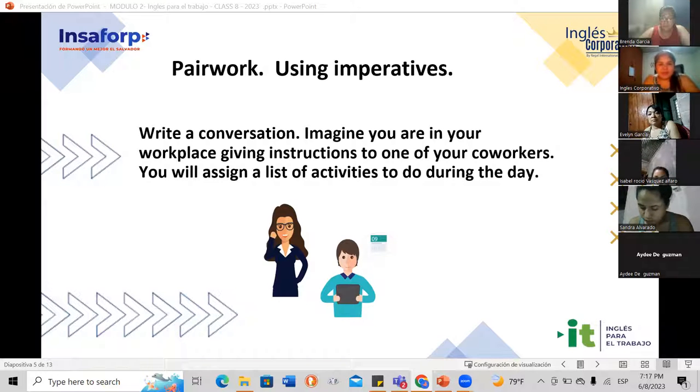What do you think about these activities? Do you think that they help you? ¿Qué piensan de las actividades? ¿Piensan que les ayuda a pensar, a desarrollarse un poco más en speaking and writing? Yes. Estudiar más, pensar. Dedicarle más tiempo. Sí. Okay.